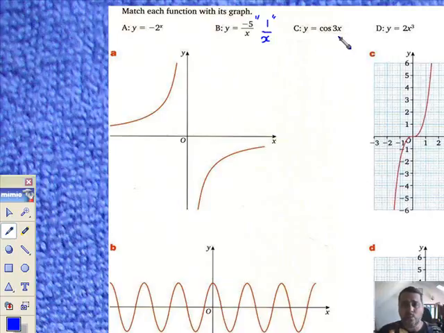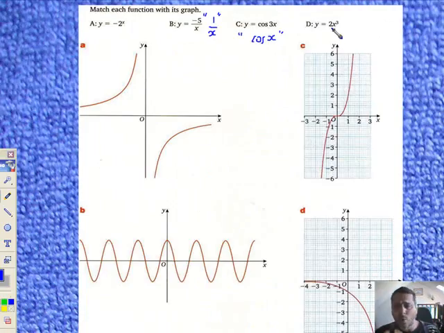I've got y equals cosine 3x, so it's basically a cos x type graph involving waves up and down. And I've got y equals 2x cubed, basically a cubic function. Well, let's just do the easy ones first. Well, look at that one. Y equals 2x cubed. Here's a classic cubic function right there.